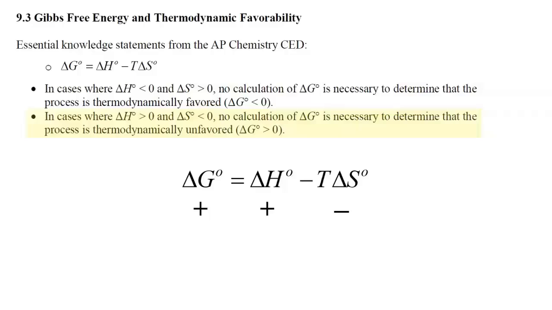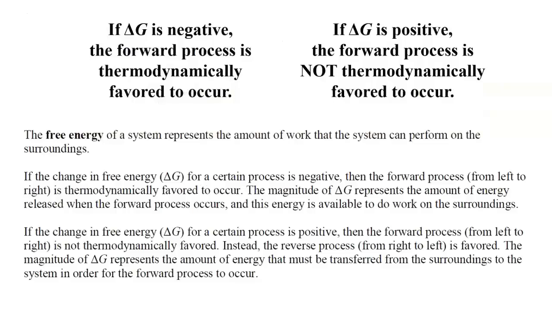Now, before we take a look at question 6 in the packet, let me just summarize what free energy represents. The free energy of a system represents the amount of work that the system can perform on the surroundings. So if the change in free energy, or delta G, for a certain process is negative, then the forward process from left to right is thermodynamically favored to occur. And the magnitude of delta G represents the amount of energy released when the forward process occurs. And this energy is free or available to do work on the surroundings.